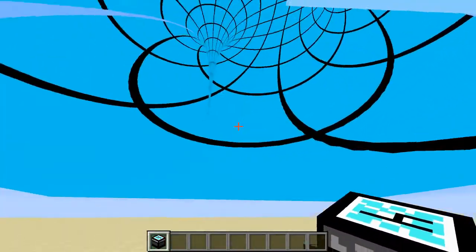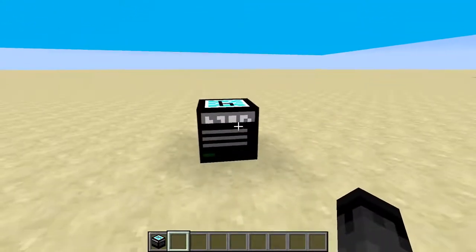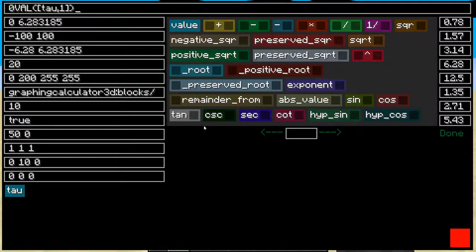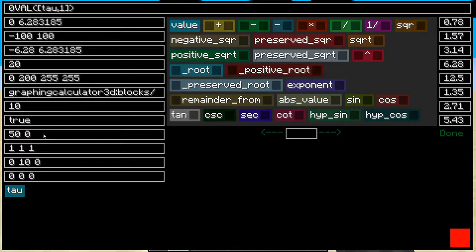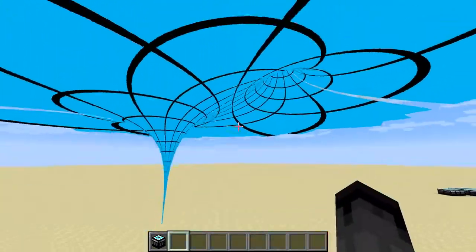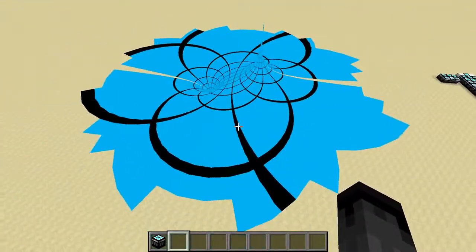When you don't want something to be moving so quickly out on the edges, or in general perhaps, this value right here is your friend. That's the aggressive discontinuity threshold, to the right of the normal discontinuity threshold. So let's pop this up to 2 and see how that changes the graph. Not bad, not bad.